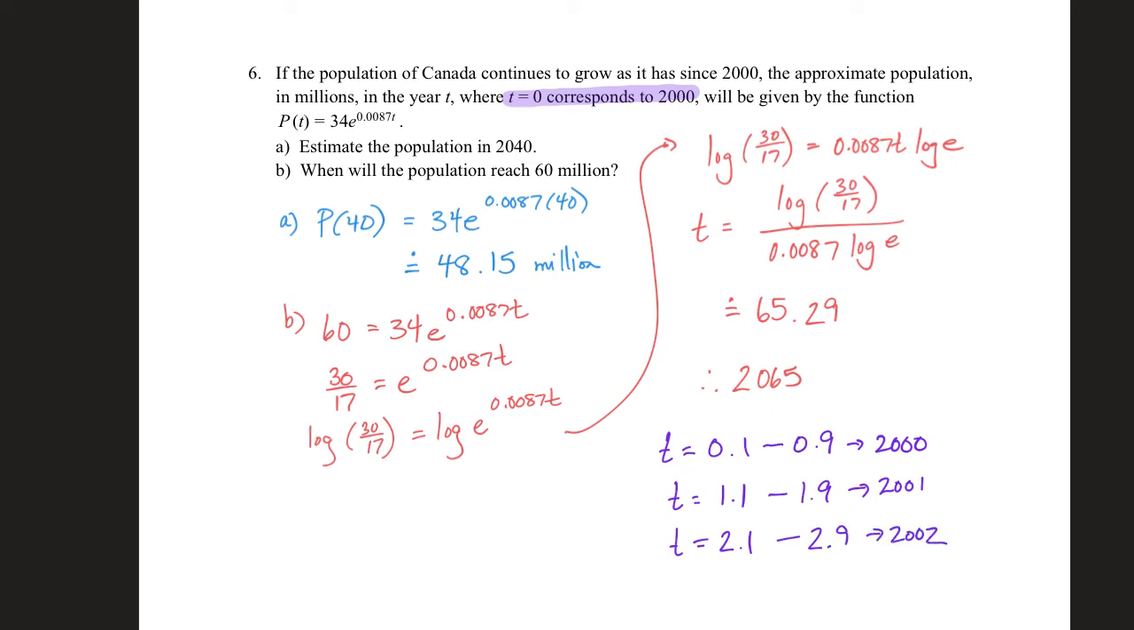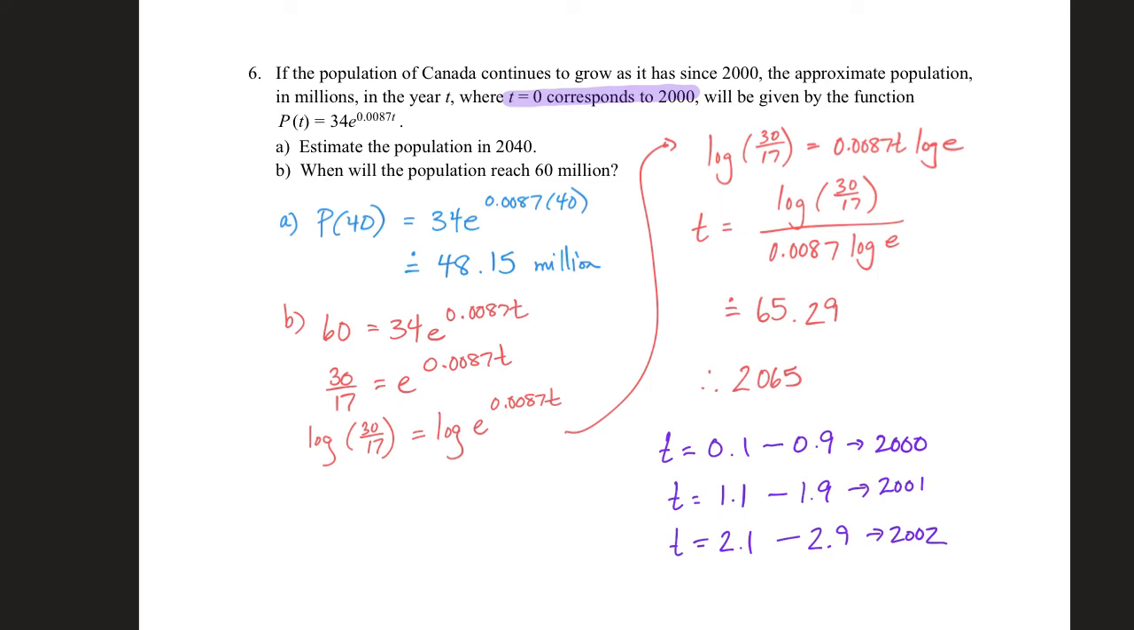And I just want you to notice that that's the same reasoning that we used in red to state that we would hit 60 million in 2065. We can tell from the decimal place, the 0.29, that we're going to hit it during 2065. Not at the beginning, but during that year. But it's still 2065.